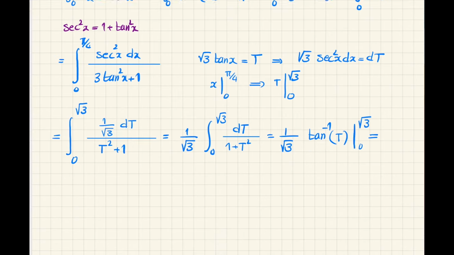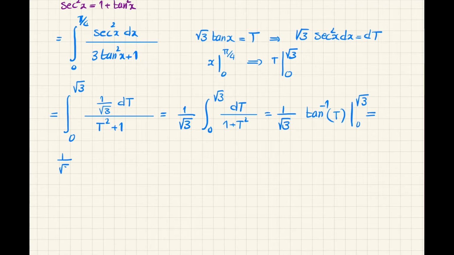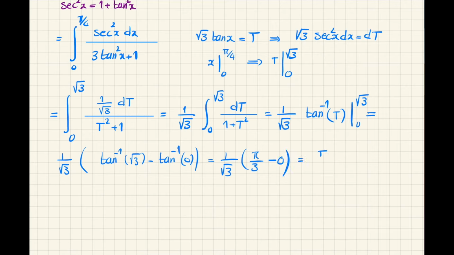I calculate this, it becomes 1 over square root of 3 times tangent inverse of square root of 3 minus tangent inverse of 0. But tangent inverse of square root of 3 is just pi over 3, and tangent inverse of 0 is just 0. So the answer that I get for the J integral is pi over 3 square root of 3. This is the J integral.